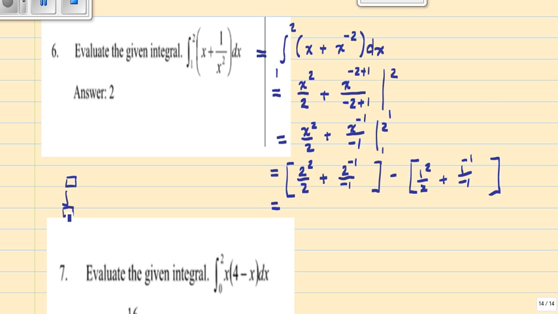Lower limit is 1, upper limit is 2, and you put your function (x plus 1) over x squared, and just press equal and copy that answer right in here, and you are free.